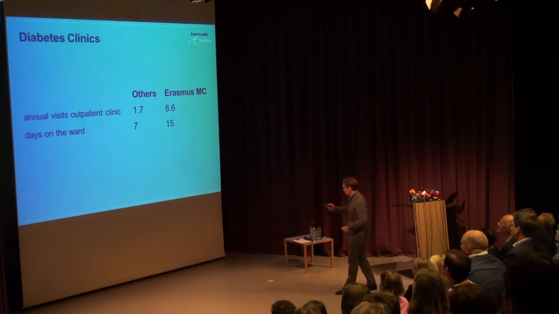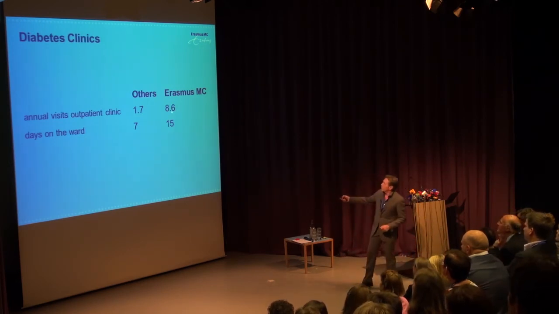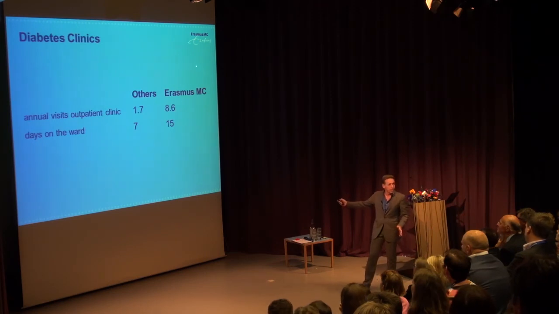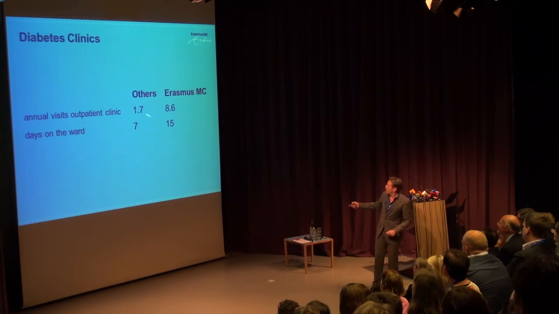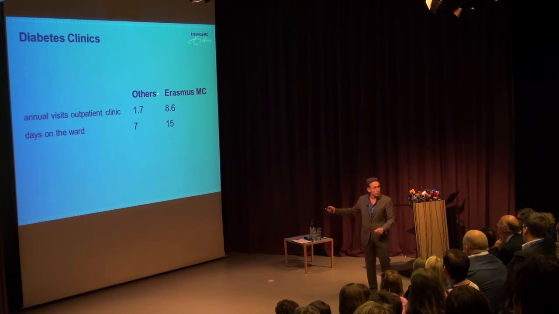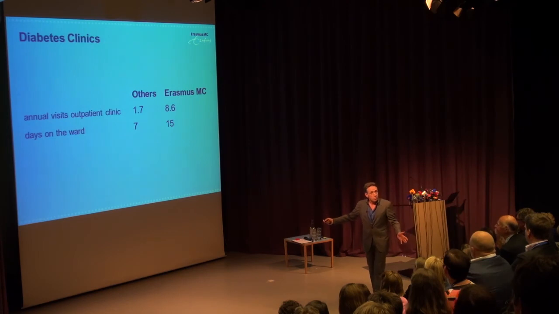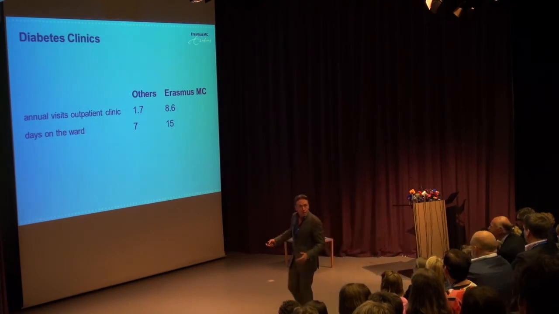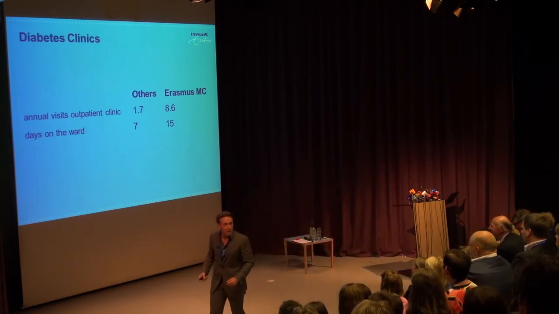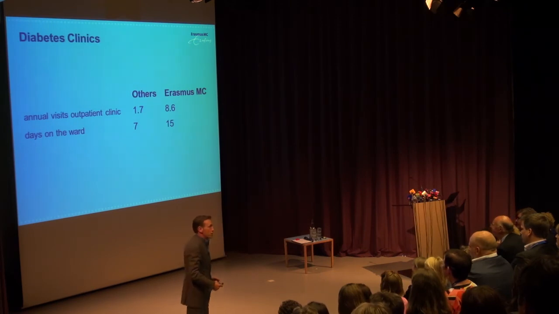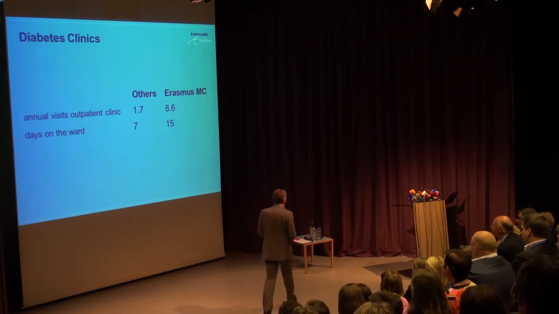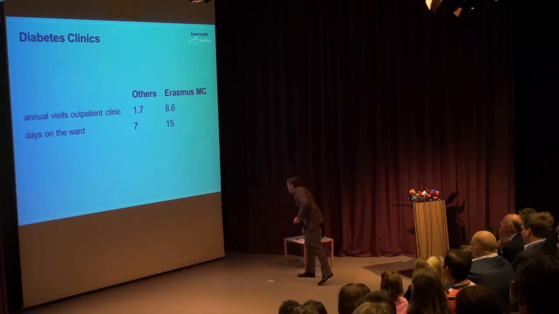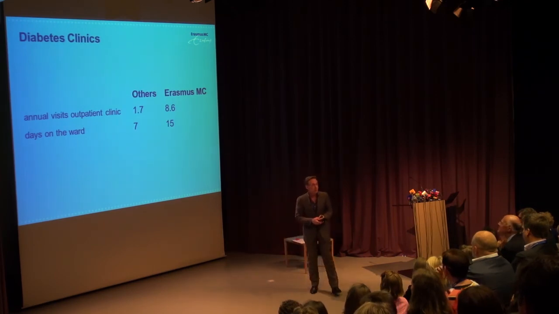Back to the Erasmus Medical Center, very close by, 2 minutes from here, we look at the patients with diabetes 8.6 times yearly. But in all other hospitals, 80 hospitals of the Netherlands, including the other university hospitals, they only look 1.7 times. So there's no problem at all. Erasmus MC is just completely innocent. What do you think? Why are we looking so often at these patients?